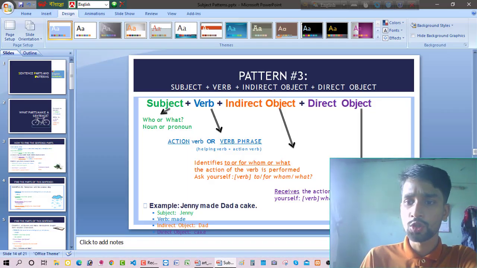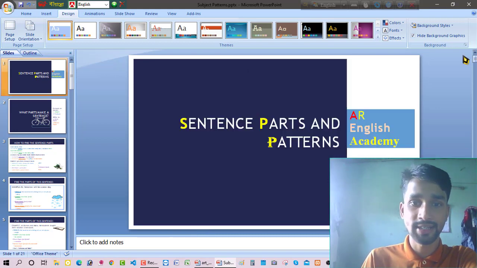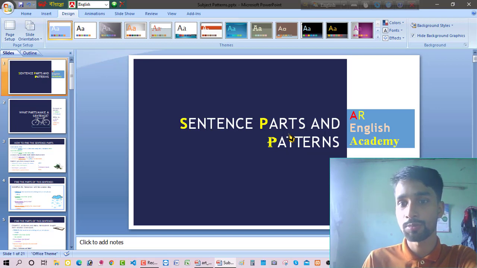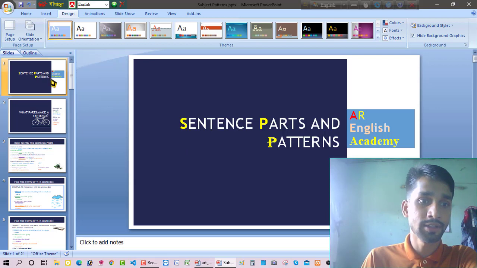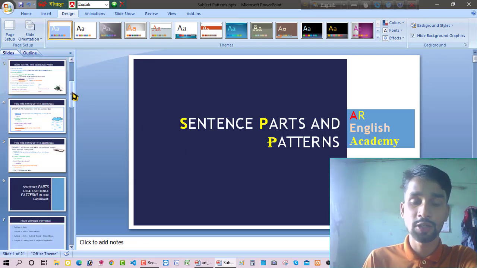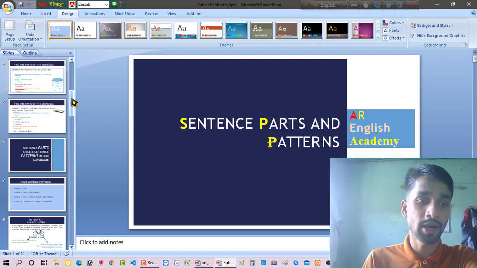Okay. So if you want to develop your writing skill, at the very beginning you have to understand about sentence pattern. So that's why our first segment is all about sentence patterns. You can see that sentence parts and patterns powered by AR English Academy. So here I write down all about sentence pattern. After completing this segment you will be able to understand any kind of English sentence pattern. So in our next video I will make a video about this topic.